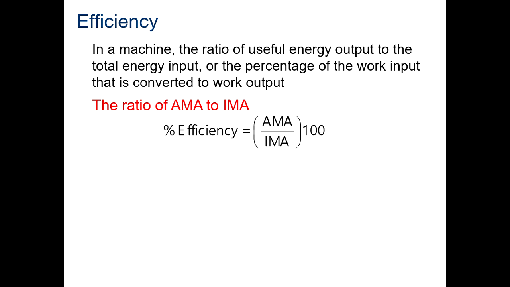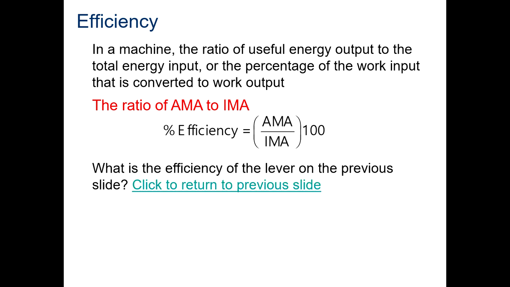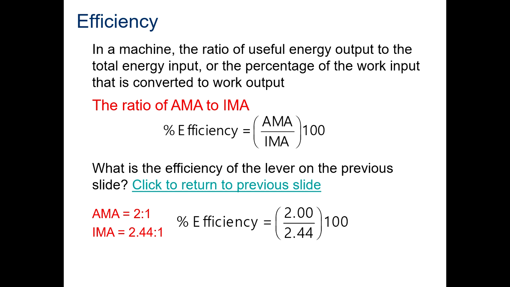Okay, our percent efficiency is just our actual mechanical advantage divided by the ideal mechanical advantage. Then we multiply that by 100 to change it to a percent. So we're going to take our 2.1 divided by 2.44. I'm sorry, we're just going to do 2 divided by 2.44 times 100, and we get 82%. Now, if we ever get over 100%, then you'll know that you've got it upside down, and you put the ideal mechanical advantage on top.